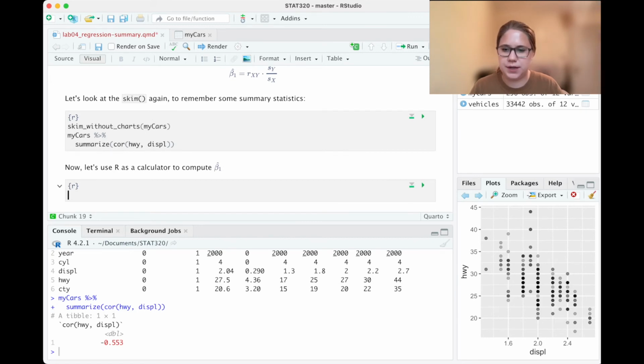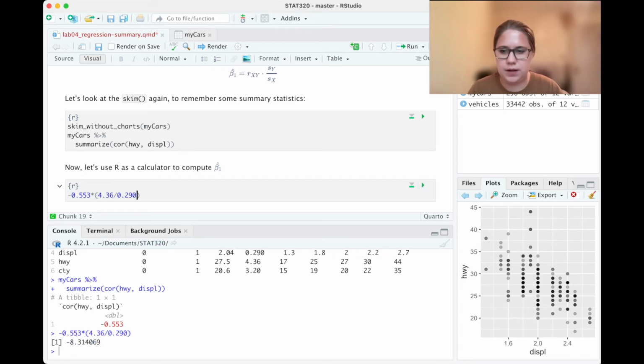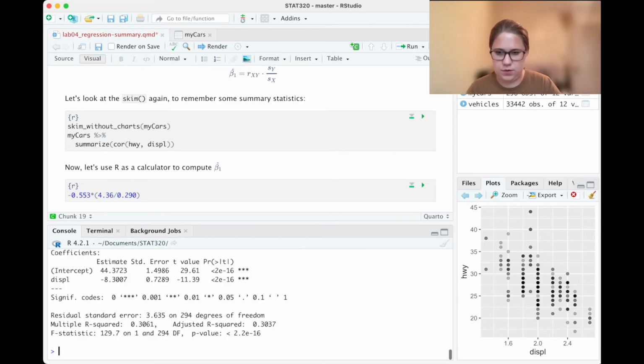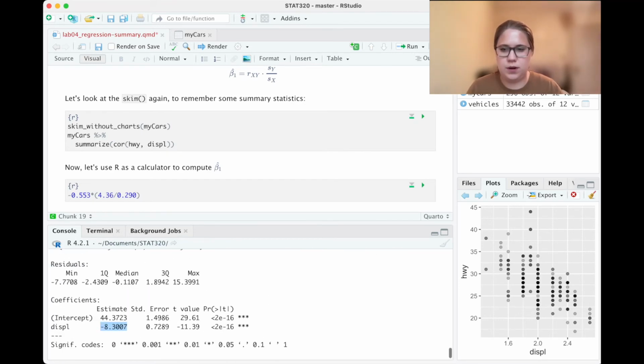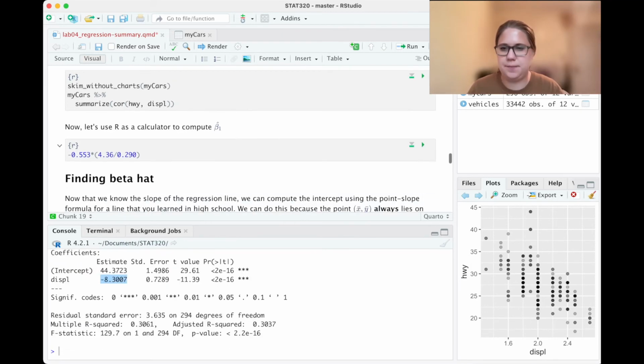So let's use R as a calculator. I'm going to put in this correlation times, and then I need to find my standard deviation for y. Again, y was highway, so that was the 4.36. And that's going to be divided by the standard deviation for x, which was the 0.290. And now I could hit the play button. Negative 8.31. Was that the same one that we found? Negative 8.3. Yeah, it's basically the same. There's probably a little bit of rounding that was different.